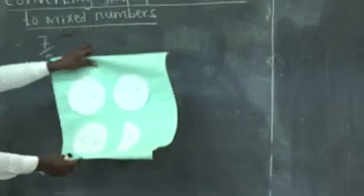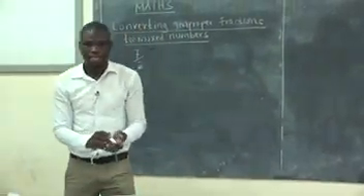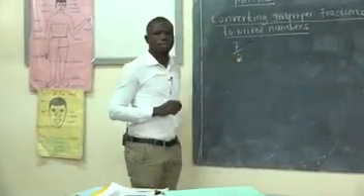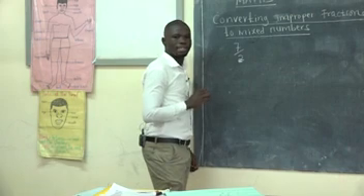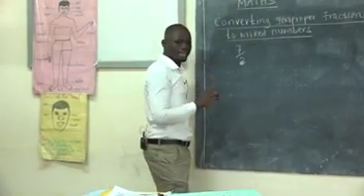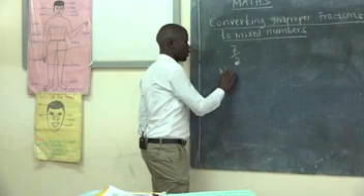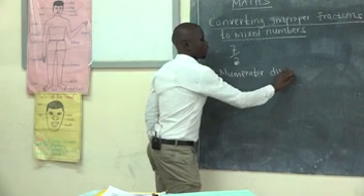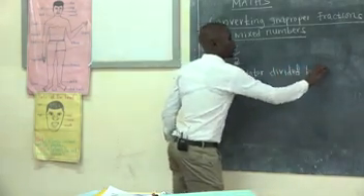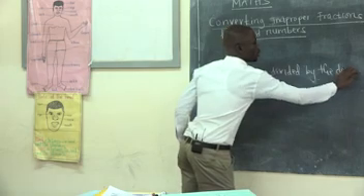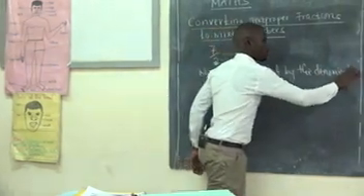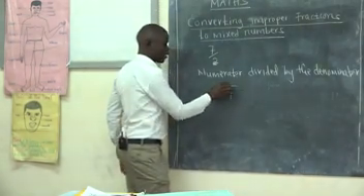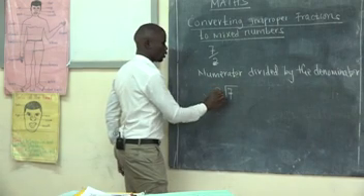Now, how do we calculate this in our books? Let's see how we can calculate this in our books very fast. 7 over 2. This is the numerator and this is the denominator. How do we calculate it? To calculate it, you will take the numerator divided by the denominator. Let's do it together. 7 is the numerator, divided by 2, the denominator.